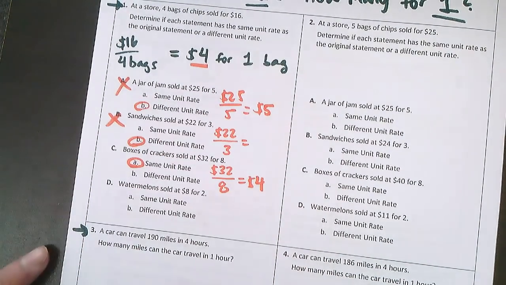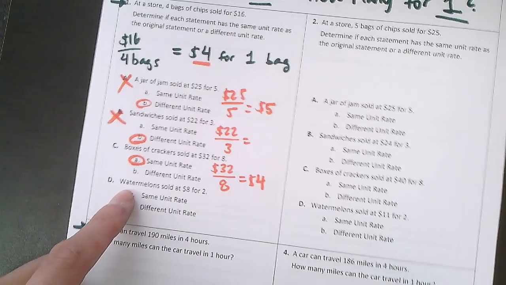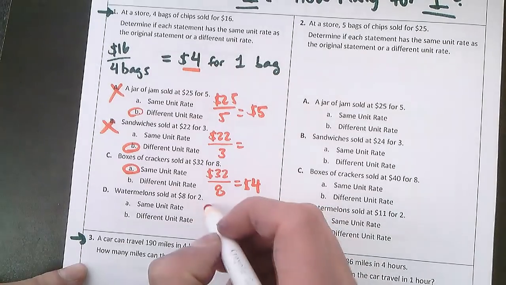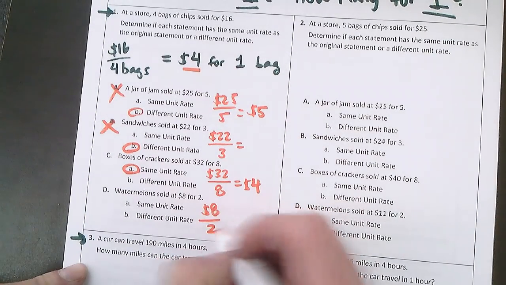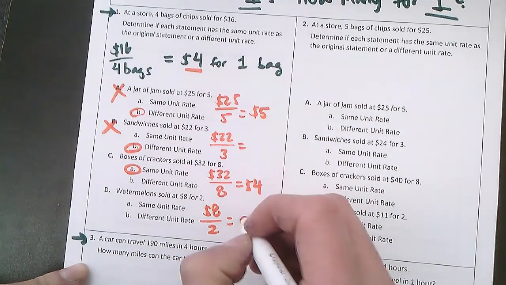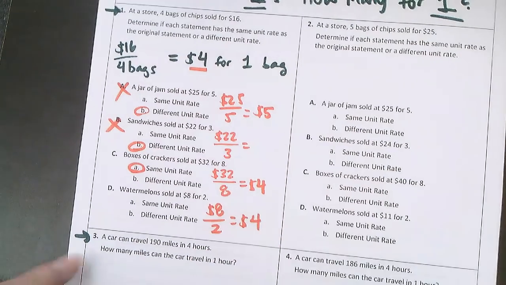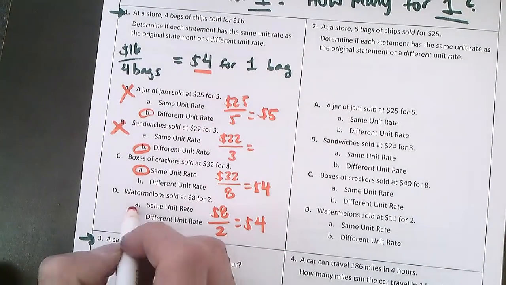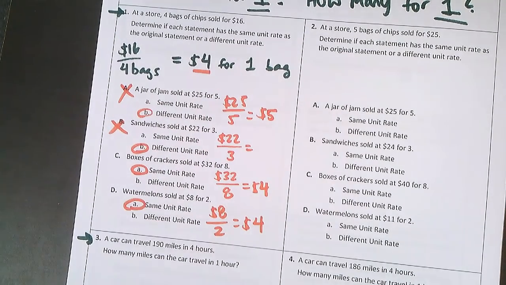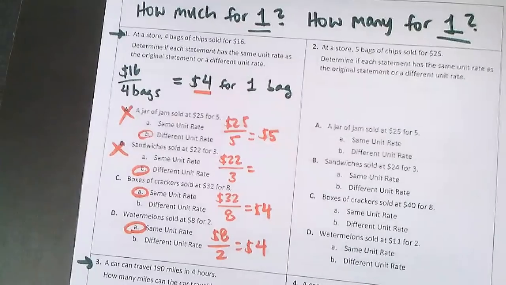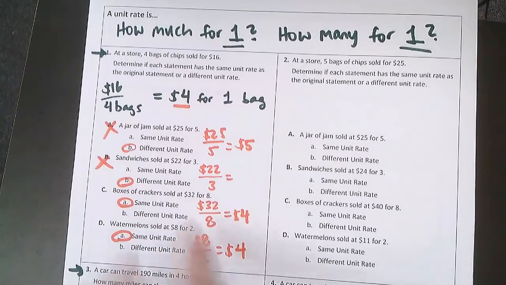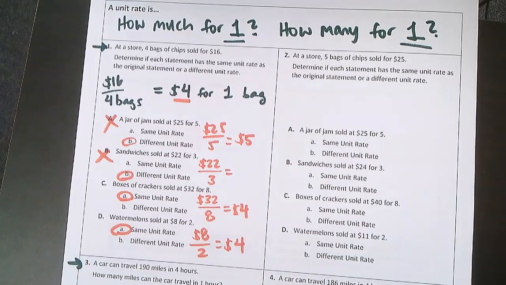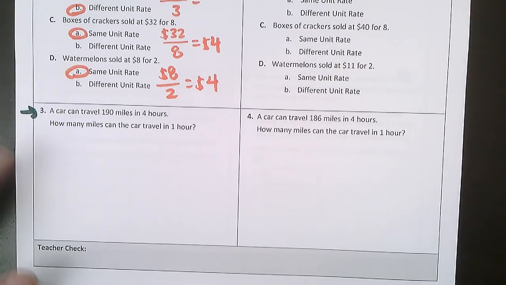This one's the same. For D, watermelons sold at $8 for 2. We can do the division. $8 for 2. 8 divided by 2 is 4. So watermelons are $4 for 1. That's the same as the unit rate up here, so we would say this is the same unit rate. With this information, you should be able to use the same strategy to solve number 2. Now I'm going to move on to number 3, if you're not sure how to do that one.